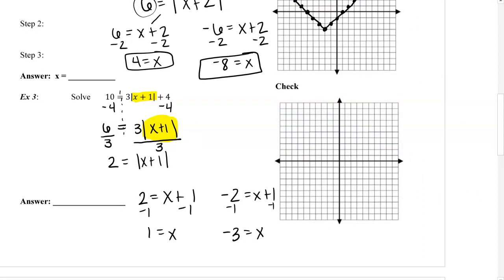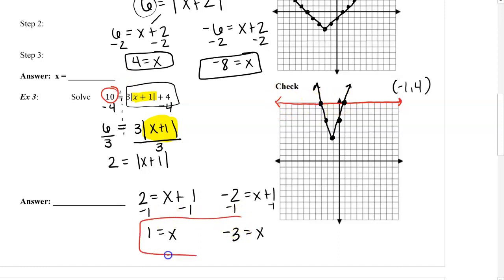Again, if we would have looked at our beginning function here, and we would have graphed, the vertex was at negative 1, 4, and our slope branches were 3, so up 3, right 1, or up 3 and left 1. Okay, so when we go to graph, where does this absolute value equation equal 10? We'd graph a horizontal line at 10, and the x values would be 1 and negative 3, which are the values that we originally got.